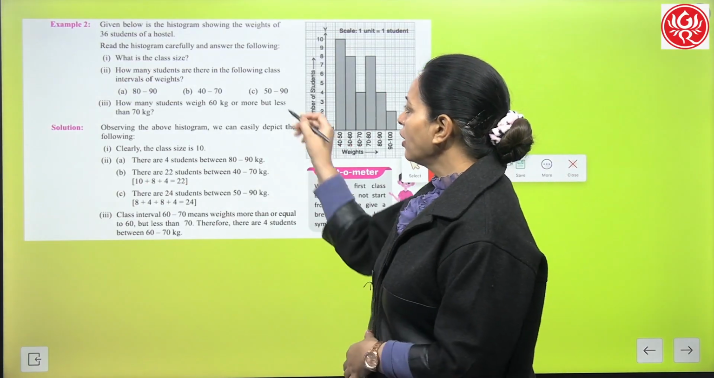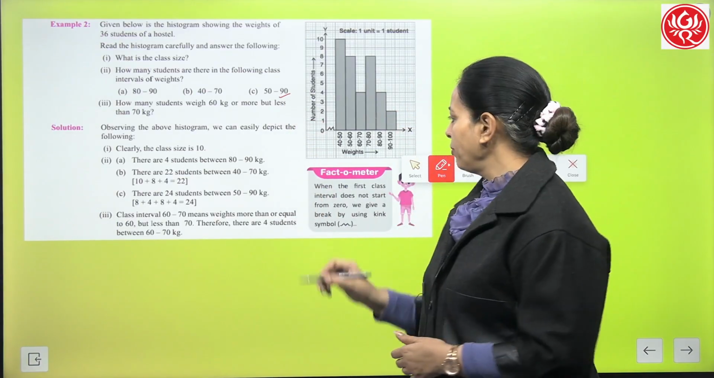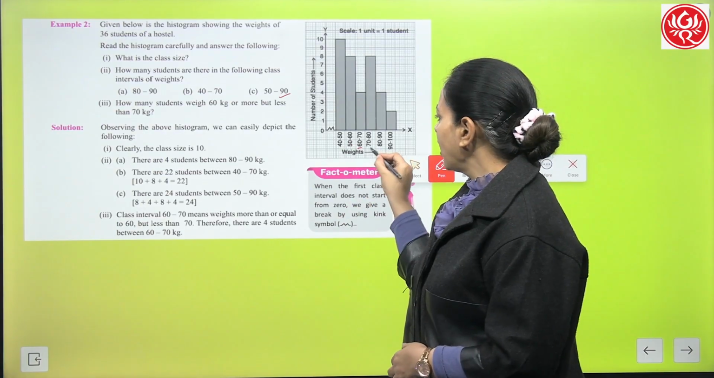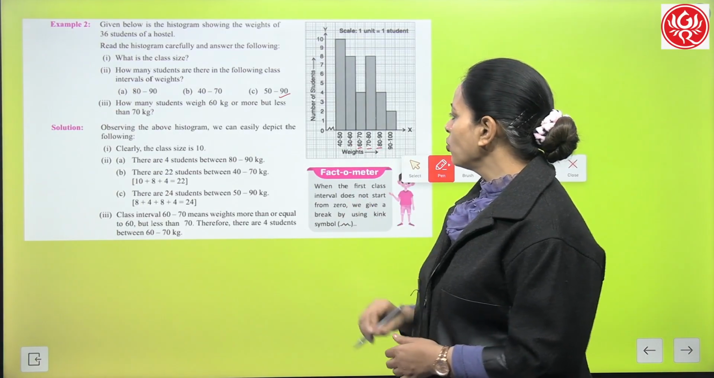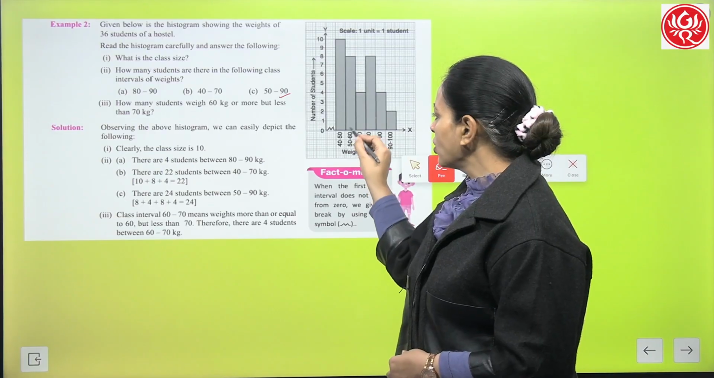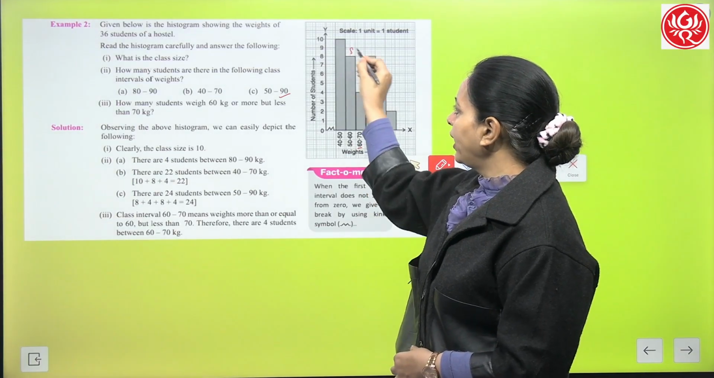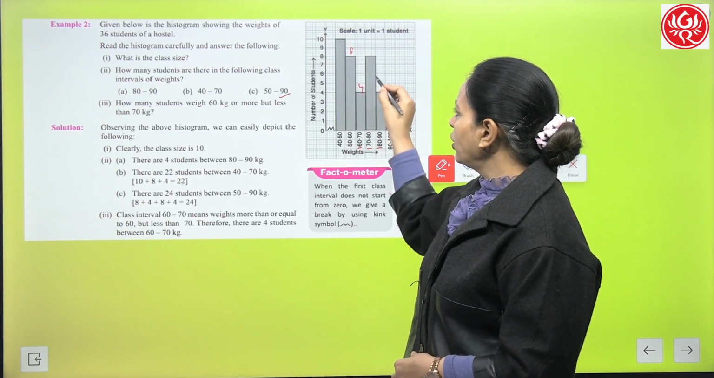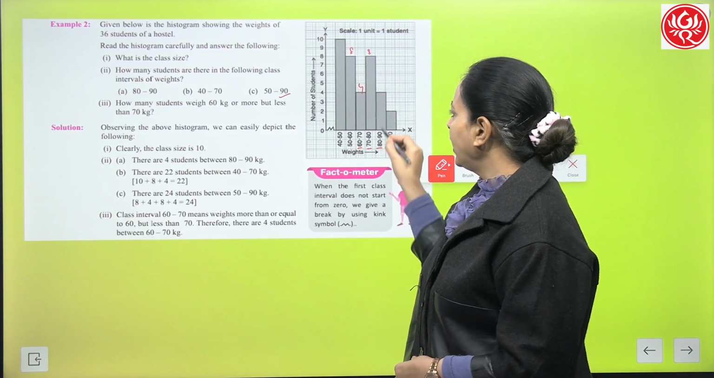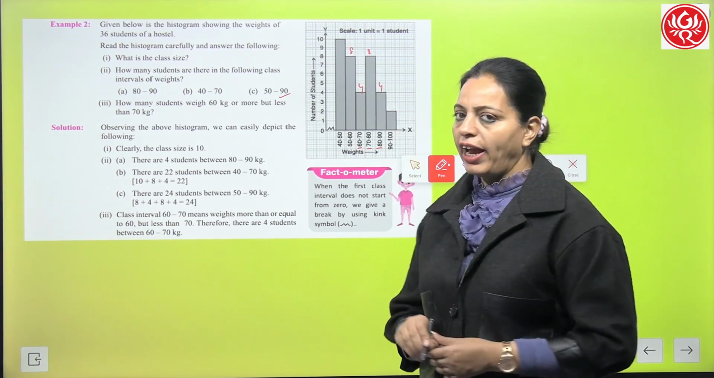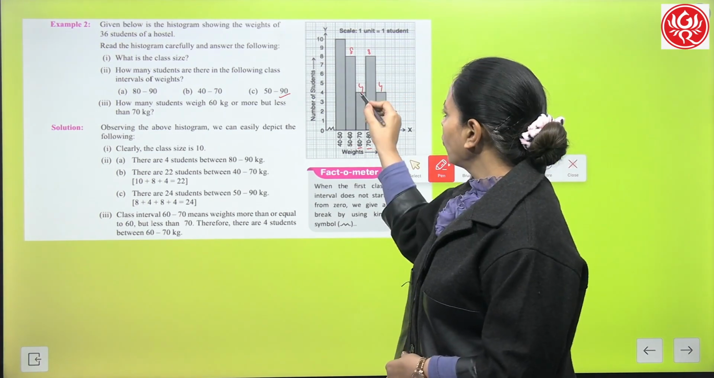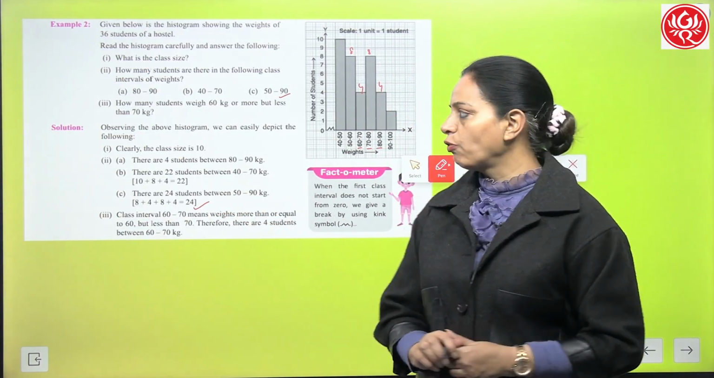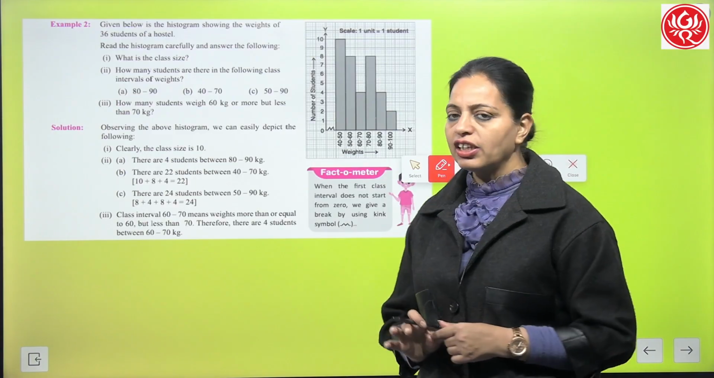Now C part, 50 to 90, it means 50 to 60, 60 to 70, 70 to 80 and 80 to 90. So first of all, see 50 to 60, how many? 8. 60 to 70, how many? 4. 70 to 80, 8. And then 80 to 90, 4. Add all. So 8 plus 4 plus 8 plus 4. Total is 24, right? I hope these are clear to you.